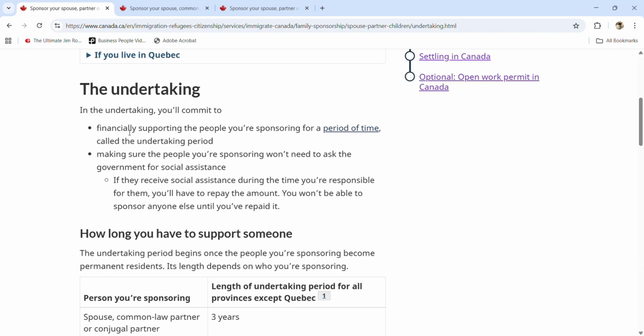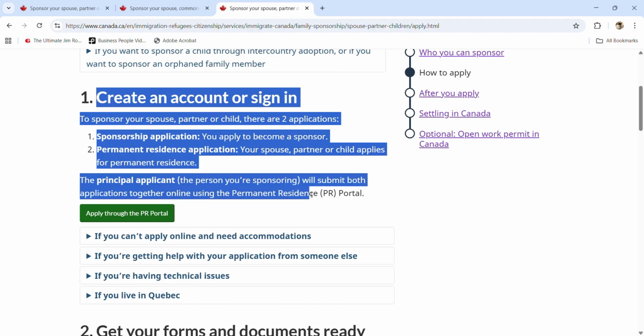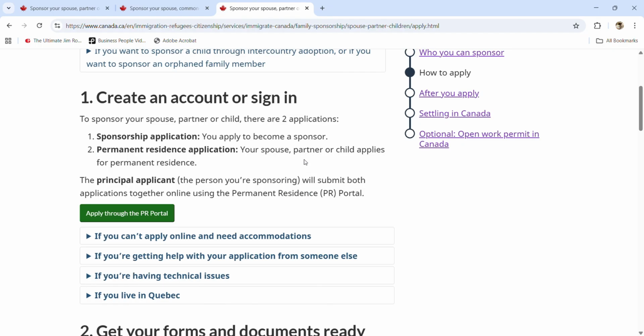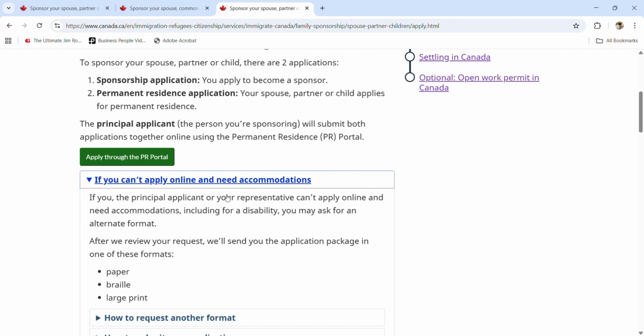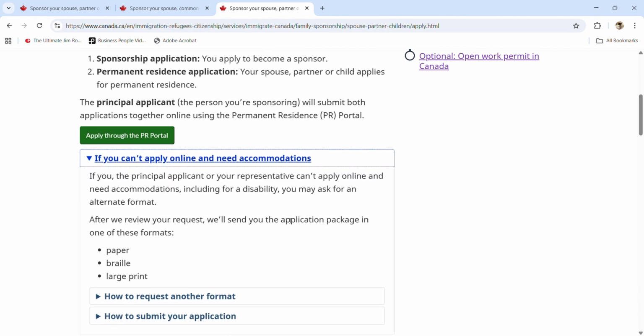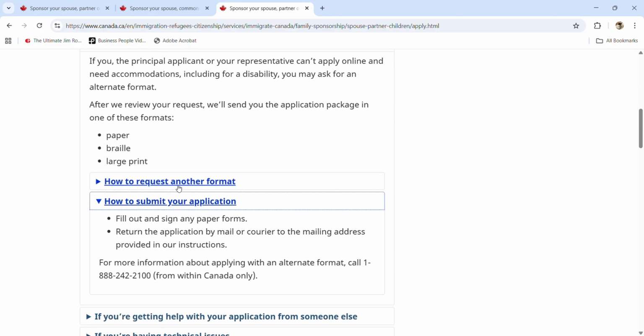And remember that you cannot apply on paper unless there is a special circumstance, and you will need to connect with IRCC regarding the request for a paper-based application. Okay, but for now, since September 23rd, 2022, you must apply online through the PR portal. Okay, and if you can't apply online, as I said, you need to connect with IRCC, and then IRCC will send you the application package. And then how to submit the application, everything is in here.